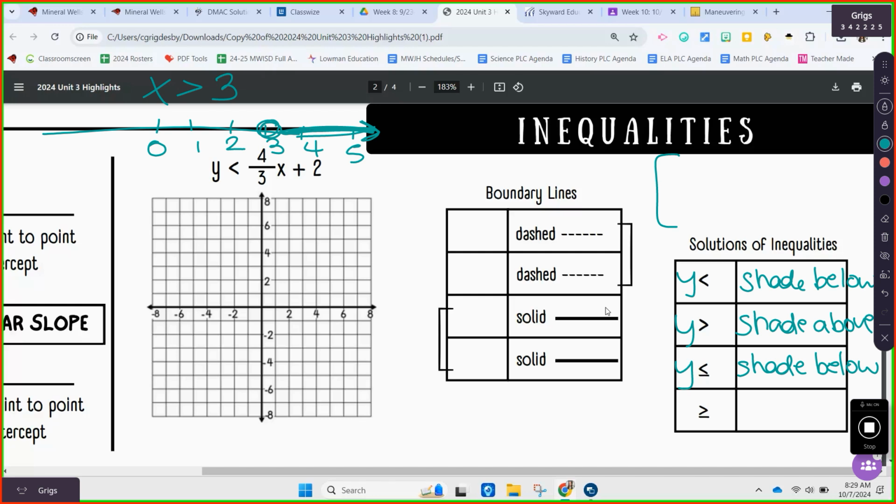And then if y is greater than, I would shade above. So we are typically used to shading on a number line. We're still shading the solution set, it's just going to be on a graph. Now the next thing to think about is the boundary line. That's the line that you graph.